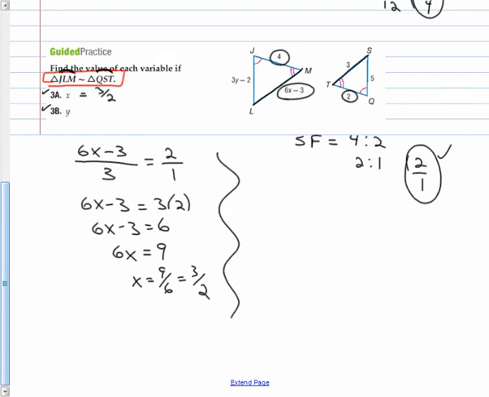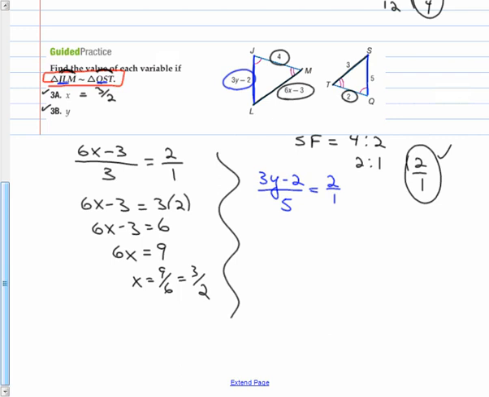If I'm going to solve for my y, I need to find something with y in it. There we go. 3y minus 2. I need to know what it corresponds to. It's between L and J. So if I come over here, L and J, or J and L, so Q and S. So it corresponds to 5. It also must be in the ratio of 2 to 1.